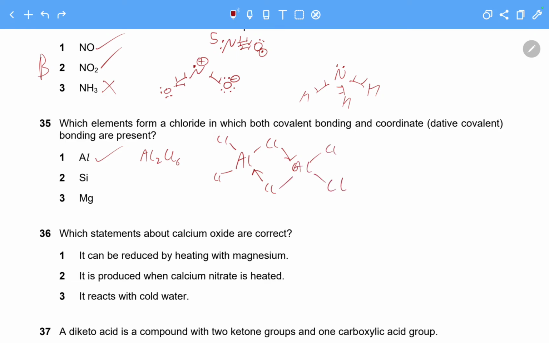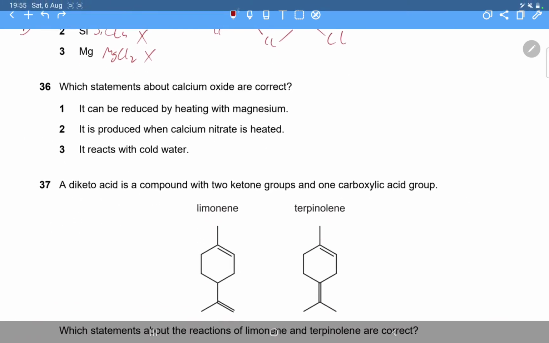This is what Al2Cl6 looks like. They are covalent bonds and coordinate bonds. Silicon only forms SiCl4, which is all covalent. Magnesium forms MgCl2, which is neither covalent nor coordinate, it's ionic. So both of them are not correct, and therefore D is the correct answer.